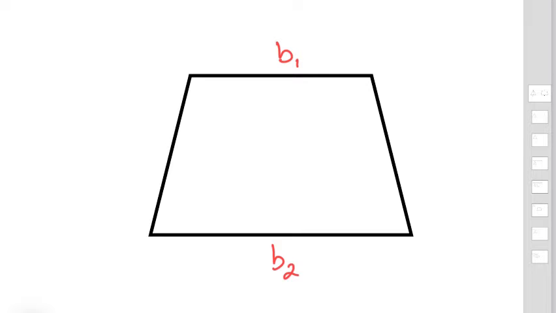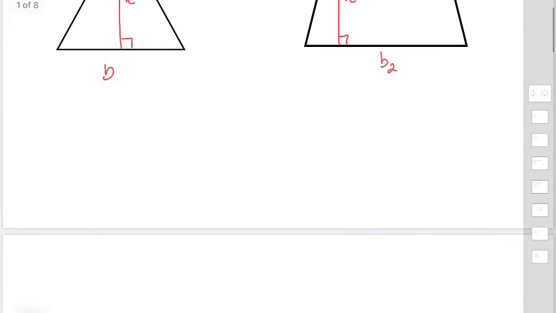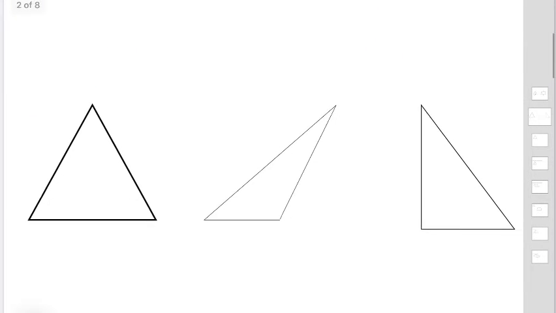And the height of a trapezoid, just how when we talked about the height of a parallelogram, we don't measure it as a diagonal. It's always going to be the perpendicular distance from one base to the other. And so here, the height is going to be the distance between one base to the other.